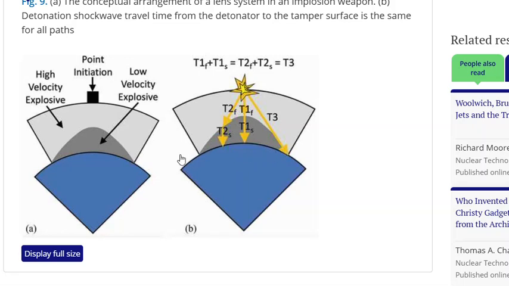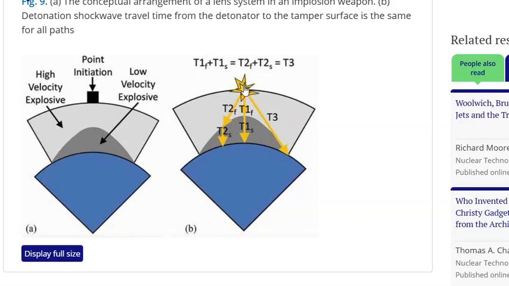a uniform compressive explosion. Now, how we get these points of initiation to all begin exploding at the same time is a whole different idea. That was a whole separate engineering equation, but nowhere near as conceptually difficult as this problem right here.